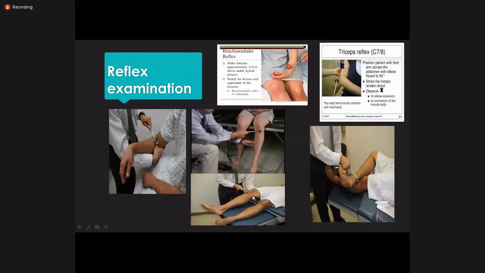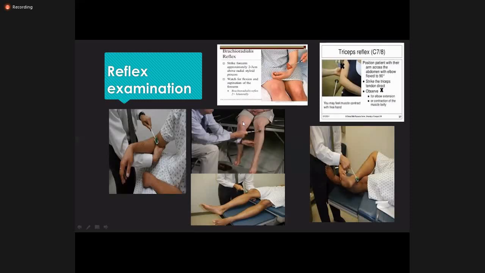You semi-flex the knee, number one, then you palpate the tendon of this thigh muscle, that is the quadriceps muscle. There are four muscles, so these are called the quadriceps muscle. You strike the hammer on the tendon and then you see the contraction of the muscle in this area, which is not exposed in this picture.